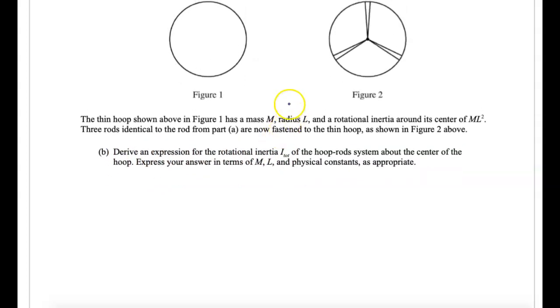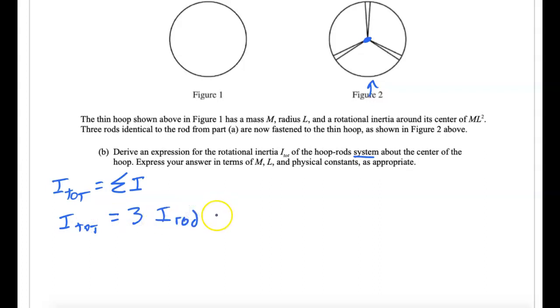So that's I total of the hoop-rod system. I want to do it for this whole thing about the center of the hoop, so right here. So we don't have to do the parallel axis theorem. Instead, we just need to know the sum of the rotational inertias. So the sum of I is going to be equal to our I total. So I total here is equal to 3 times the moment of inertia of each rod, which we just found, plus I for the hoop.